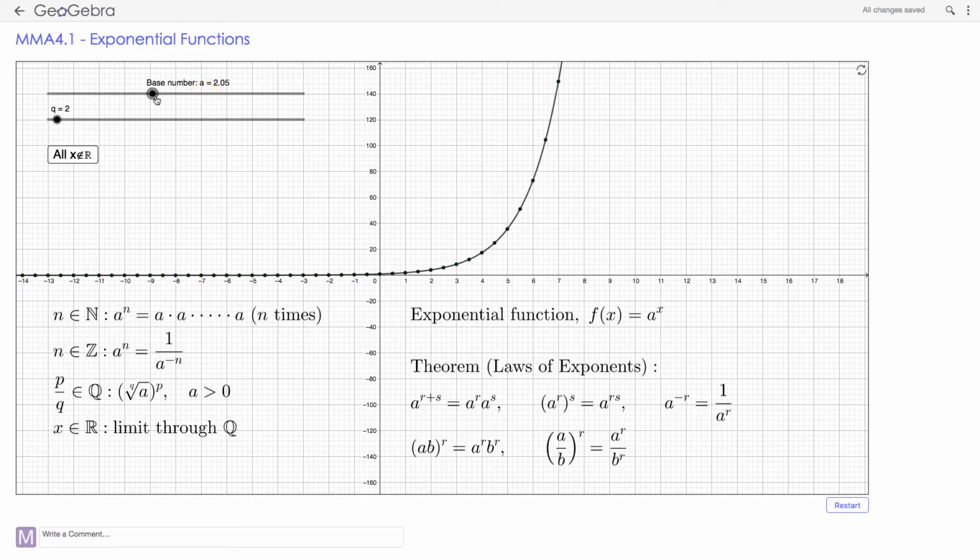We can change that, right? If a is bigger, the function grows more quickly. If it's smaller, it grows more slowly. And you will see soon that something strange happens at some point. It's not strange, it's rather natural. First of all, if a is equal to 1, everything is just flat, right? Why is that? Because 1 times itself any number of times is just 1. And what is the root of 1? It's 1, right? If you multiply 1 by itself, it's 1. And that was the square root, but it applies to any root, right?